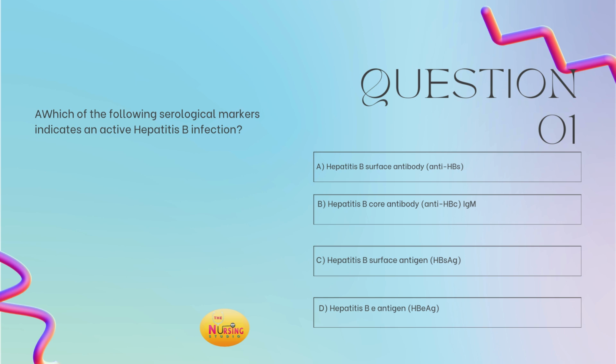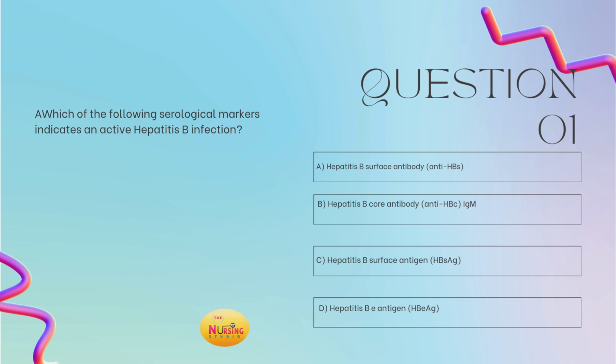So question 1, which of the following serological markers indicates an active Hep B infection? Is it A, the anti-HBs, B, the anti-HBc IgM, C, the hepatitis B surface antigen, which is the HBsAg, or is it the hepatitis B E antigen? Take a moment and tell me what you got.